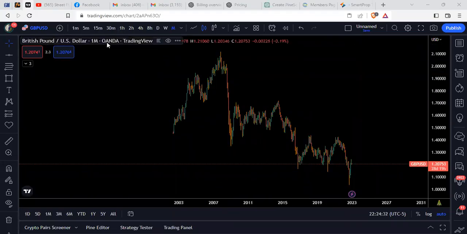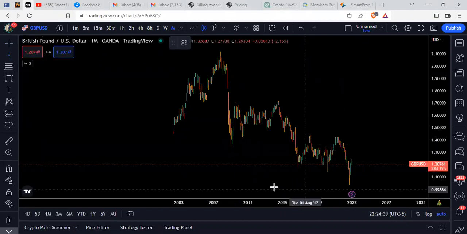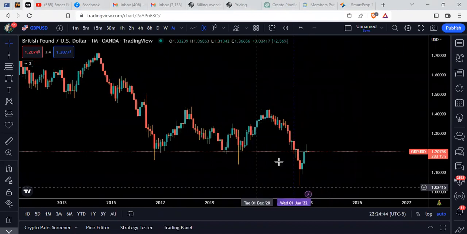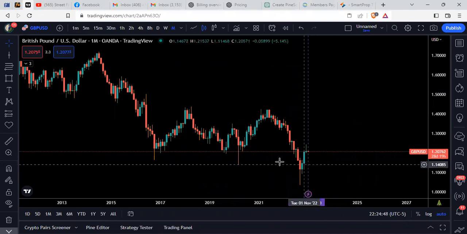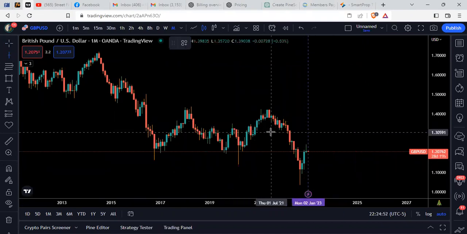All right, so we're looking at British pound US dollar on the monthly chart, and we can see we are right here in January 2023. So we can draw a line to find January 2022.